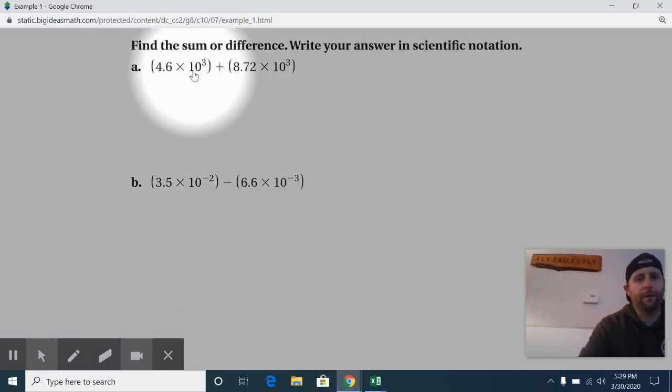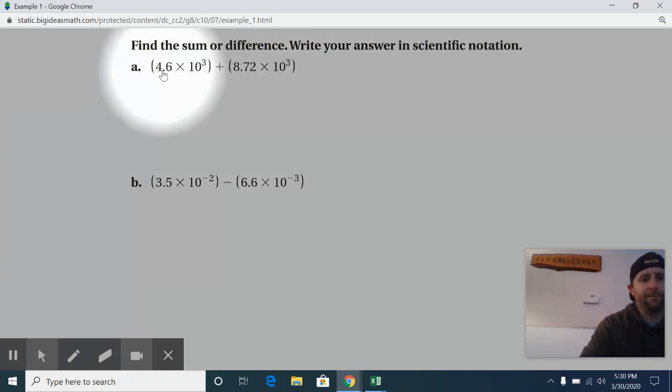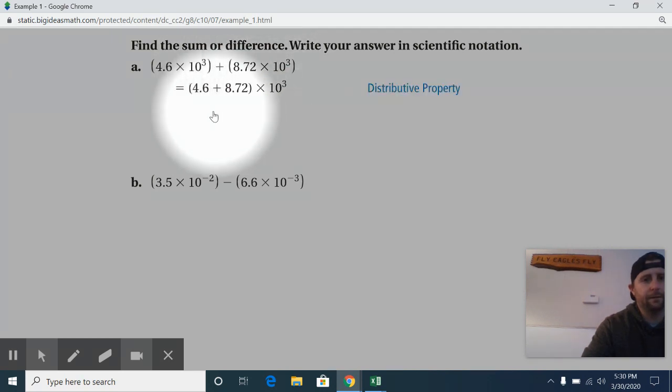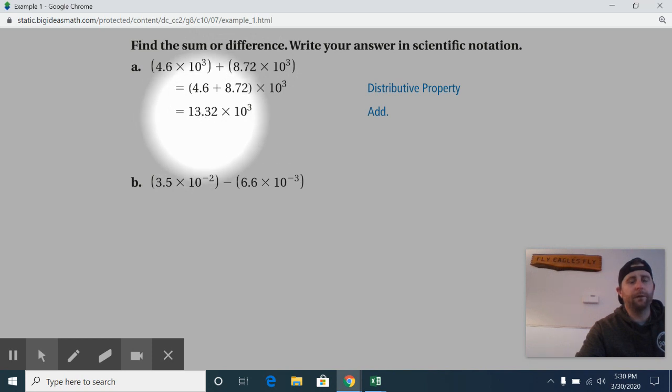Okay. So problem A, I see I have a power of 3 and a power of 3 for my tens. Okay. Since they're the same, I'm legitimately going to take my factors, my first numbers, and I'm just going to add them. Okay. Because our problem is addition in the middle here. All right. So here's what they do. They show it in a way where they move the numbers around, and they're just showing you that you're only adding the factors that are in the front. All right. So what we get when we add 4.6 plus 8.72, we get 13.32.